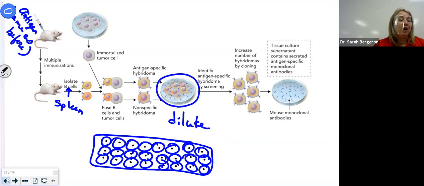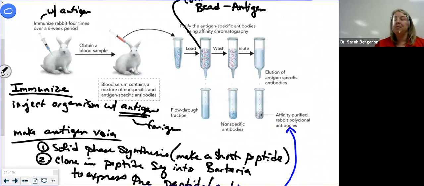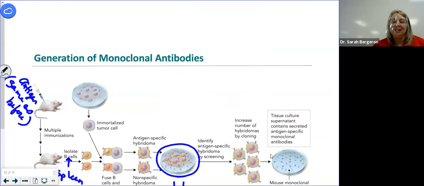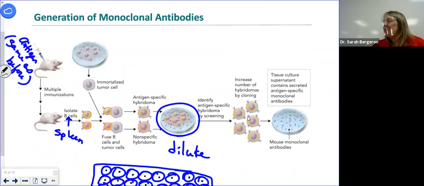Because if I do create a polyclonal, what happens when my rabbit dies? I got to do it again with another rabbit, right? So you're never going to get exactly that same mix of the polyclonal again. But here I can keep going back to this cell. It's an immortalized cell. It's going to live forever.